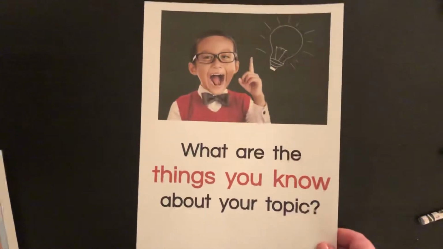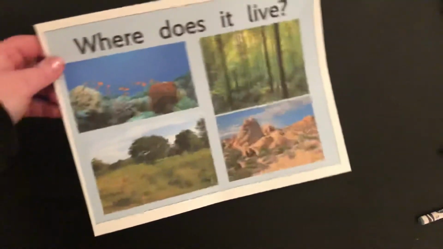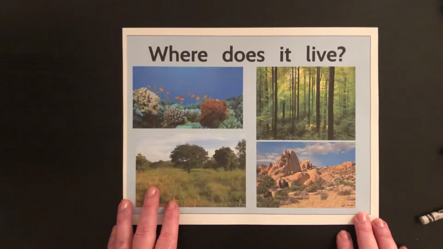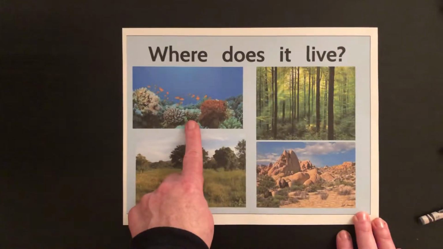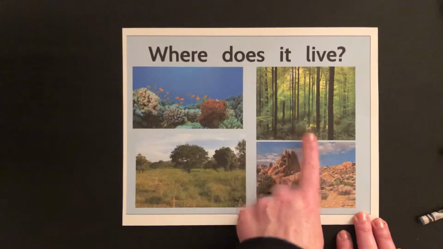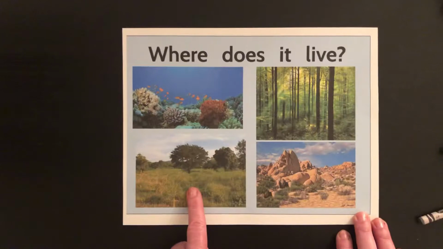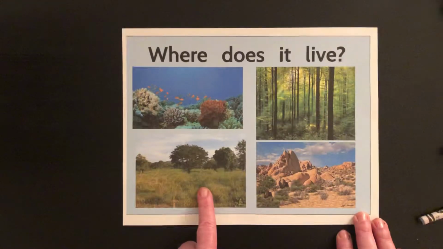Yesterday, we learned some things about where an elephant lives. So, we said, where does an elephant live? Do they live in the ocean? Do they live in the forest? Do they live in a desert? What about a grassland? We know that elephants do live in the grassland. That's their habitat. That means the place that they live.